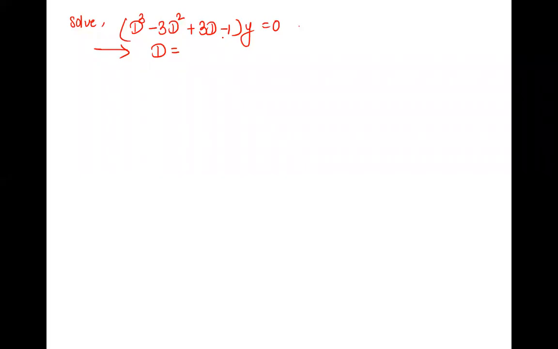Go to equation, go to degree. Degree is 3, A is 1, B is minus 3, C is 3, D is minus 1.